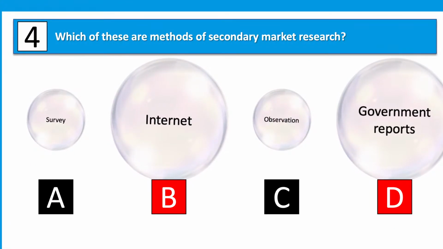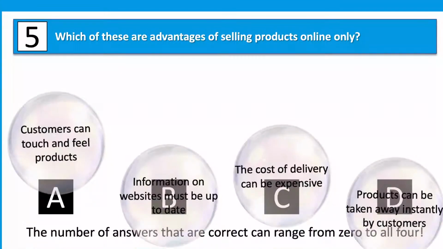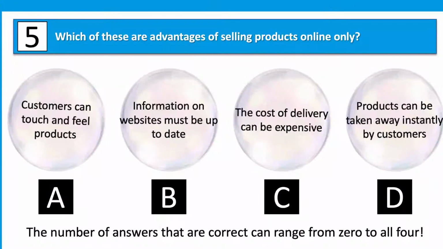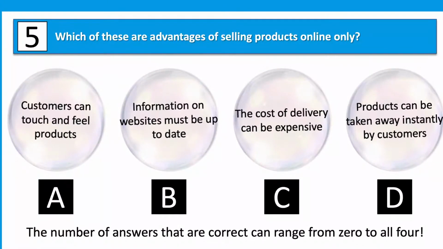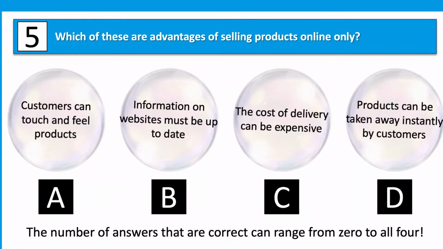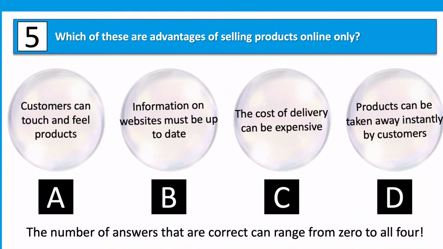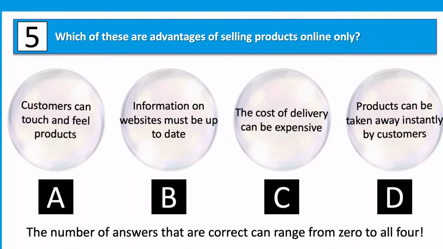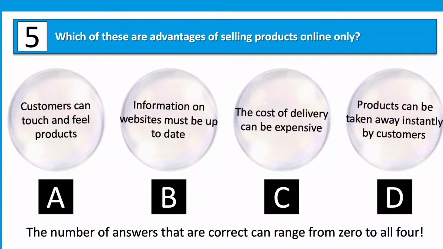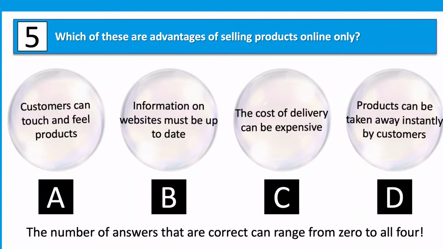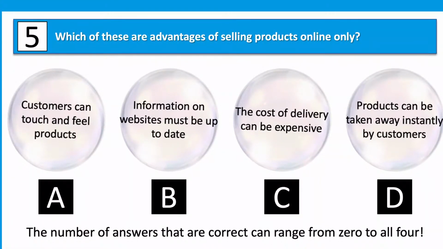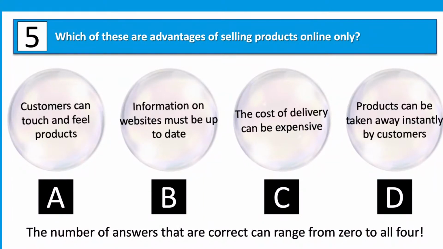Let's have one more bubble quiz question. Which of these are advantages of selling products online only? Take note of the wording of the question, please. Which of these are advantages of selling products online only, or only selling products online? Customers can touch and feel the products. Information on websites must be up to date. The cost of delivery can be expensive, and products can be taken away instantly by customers. How many of those, if any, are correct?